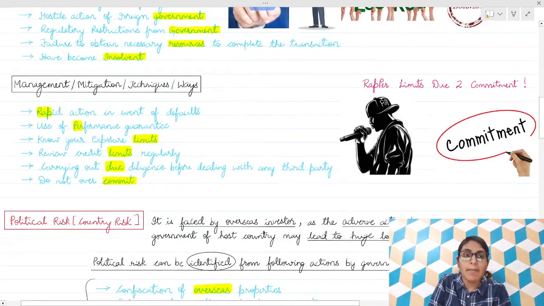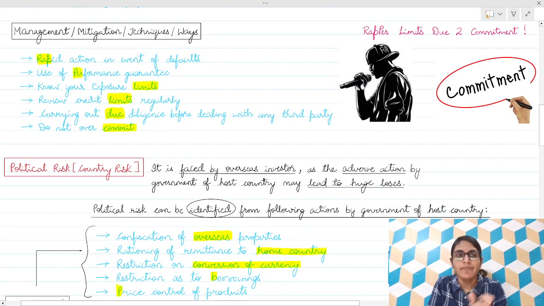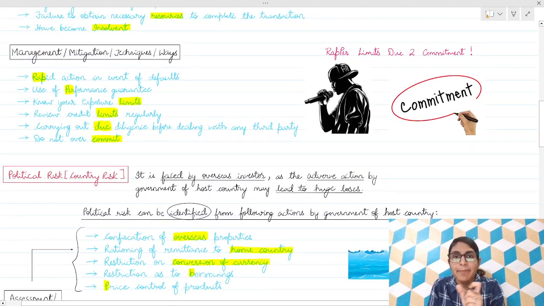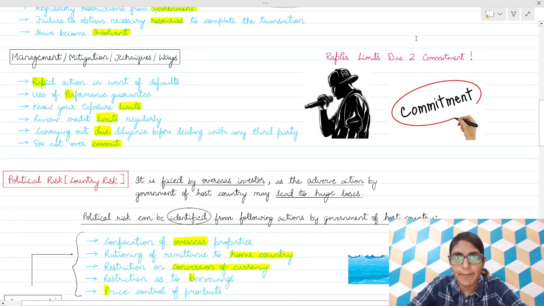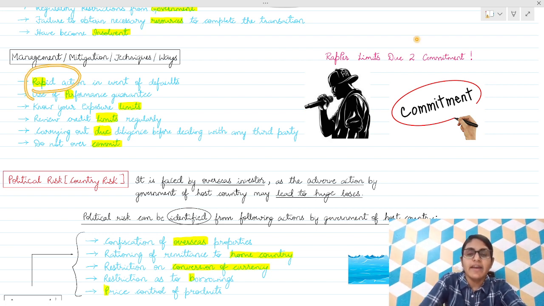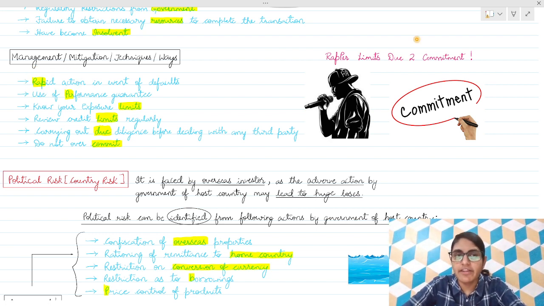Done. Next, management or mitigation or techniques or ways to manage counterparty risk. See now this one: WRAP LIMITS DUE to commitment. WRAP: Rap is rapid action in event of default.